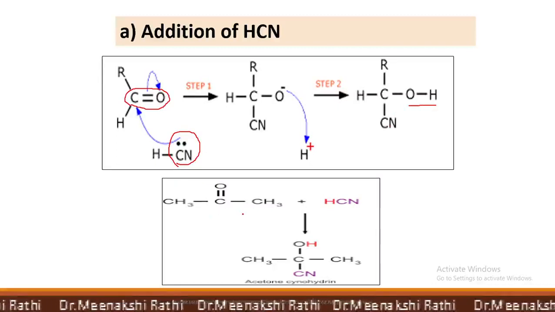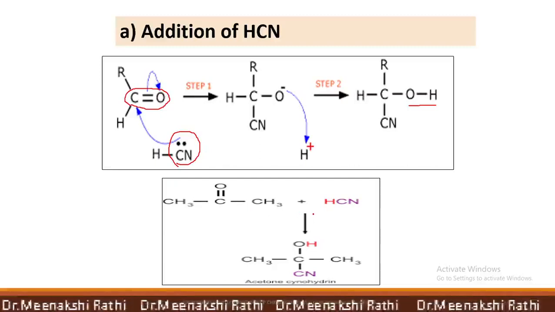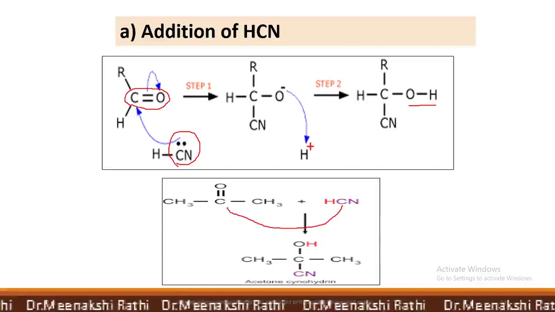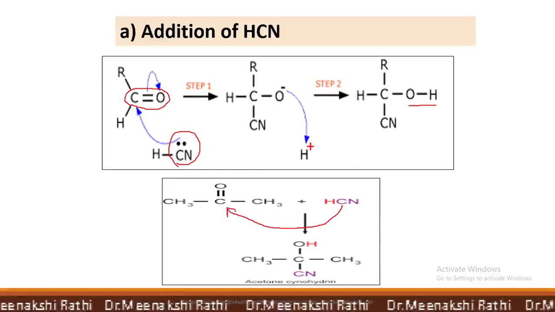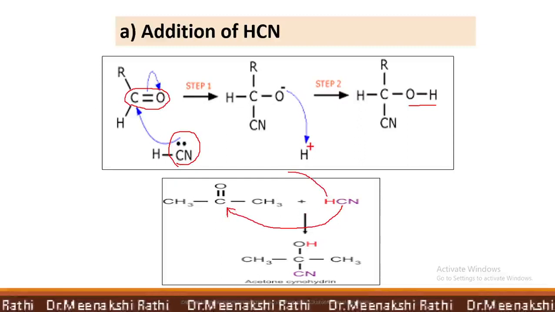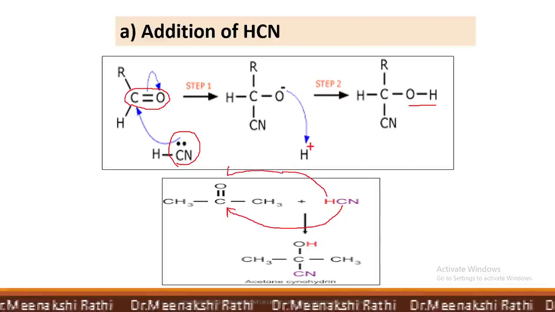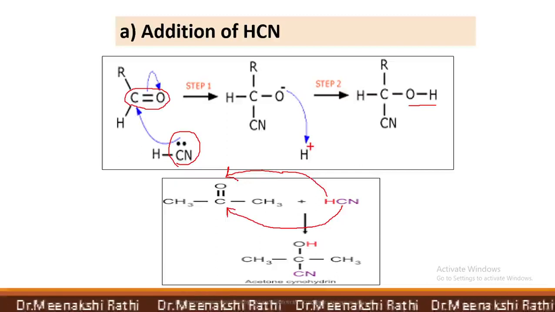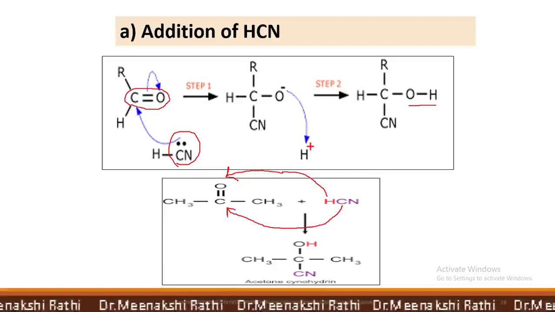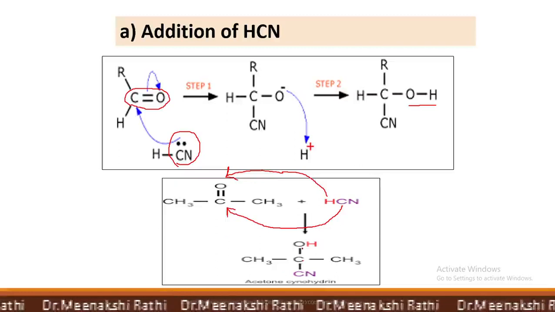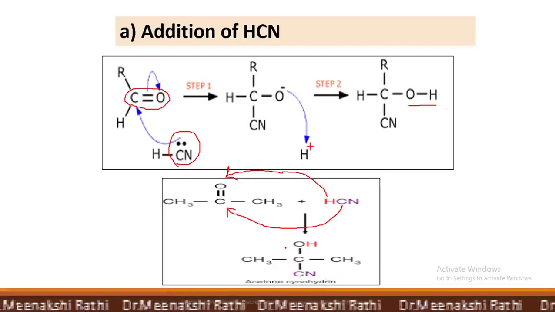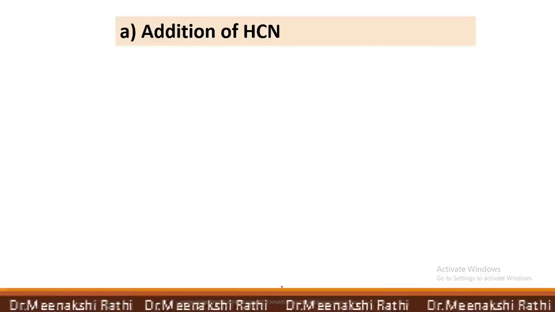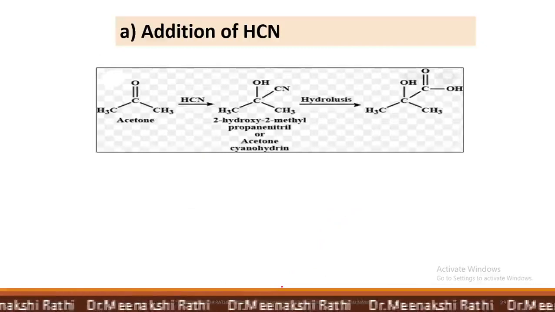See here, CH3COCH3, that is acetone. So how does the addition take place? In one step we can say negatively charged cyanide goes to positively charged carbonyl carbon, and positively charged hydrogen goes to negatively charged carbonyl oxygen. So we get CH3, COH, CN, CH3, that is cyanohydrine. Acetone cyanohydrine is formed. One more example, see here.